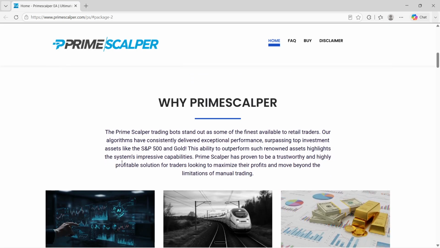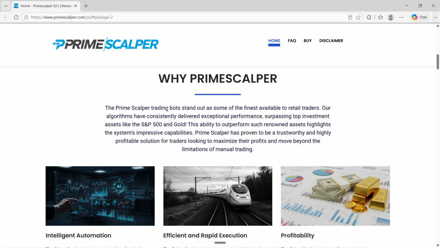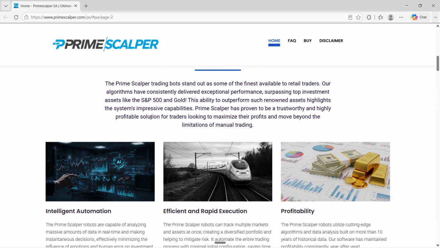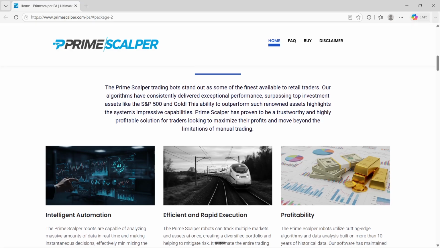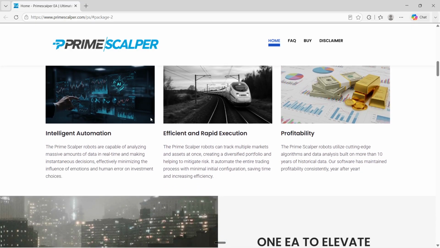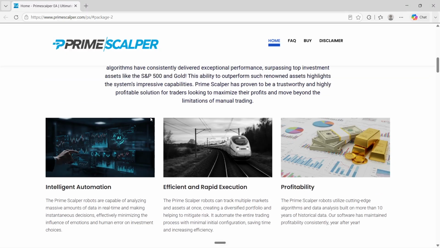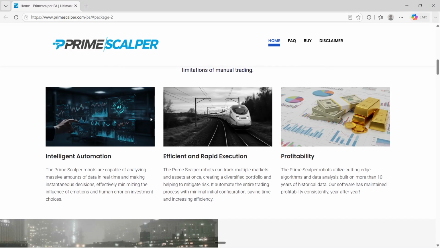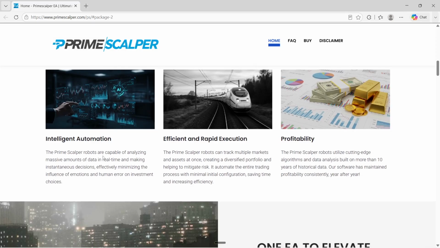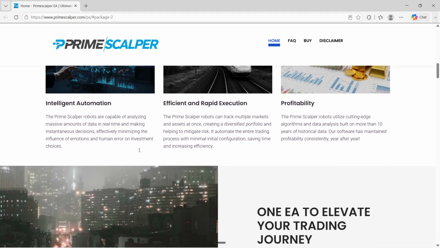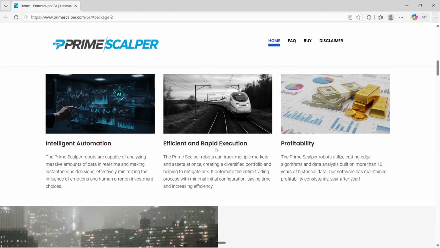Okay, so you can see they claim that the algorithms have consistently delivered exceptional performance, surpassing top investment assets like the S&P 500 and gold. You can see some of the features: intelligence, automation. They claim the Prime Scalper robots are capable of analyzing massive amounts of data in real time and making instantaneous decisions. We also have the efficient and rapid execution.